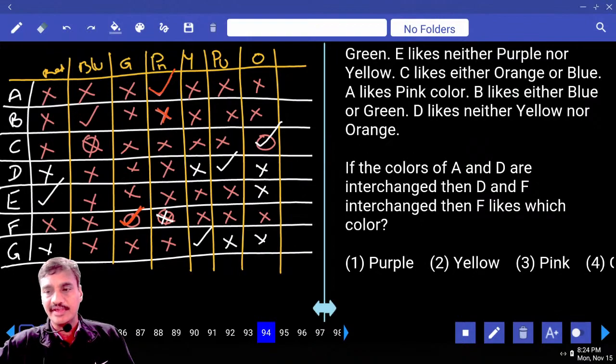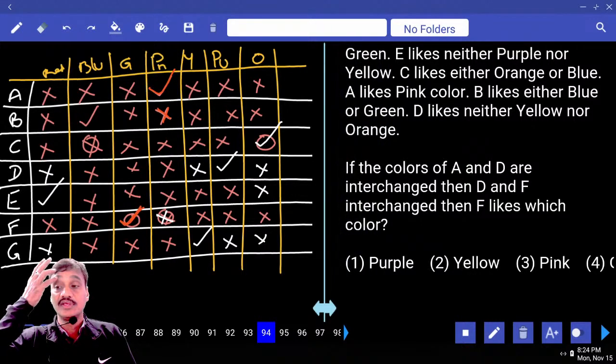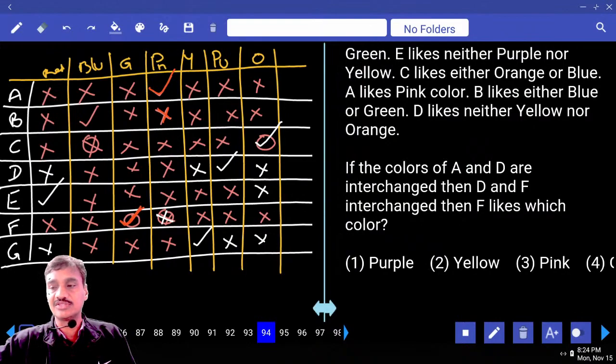Now A and D are interchanged. A and D interchange అయితే ఇప్పుడు ఏమైపోయింది చెప్పండి? Now the final question is about F. A and D, D and F. Yes, A and D are interchanged here. Hence what is the answer we are getting here? And finally this F should like A's color.